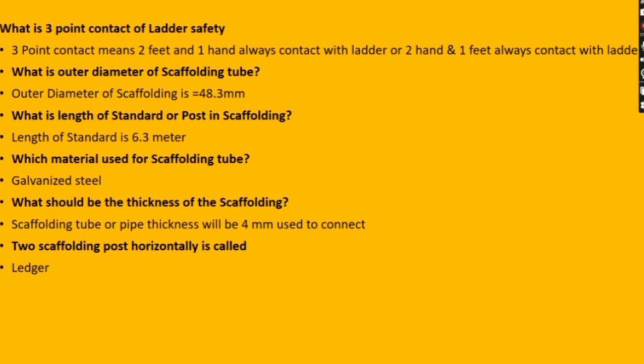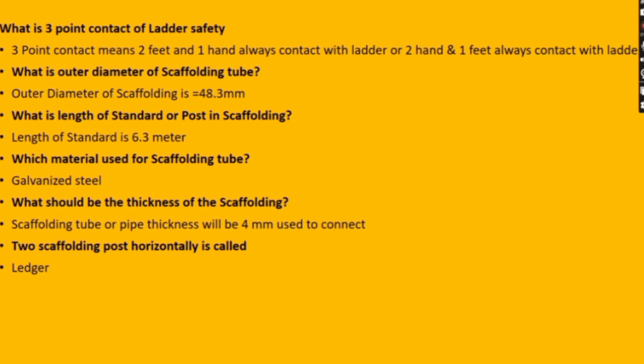What is outer diameter of a scaffolding tube? Outer diameter of a scaffolding tube is 48.3 mm. What is length of a standard or post in a scaffolding? Length of a standard is 6.3 meter. Which material is used for a scaffolding tube? Galvanized steel material is used for a scaffolding tube. What should be the thickness of the scaffolding tube? A scaffolding tube thickness will be 4 mm.